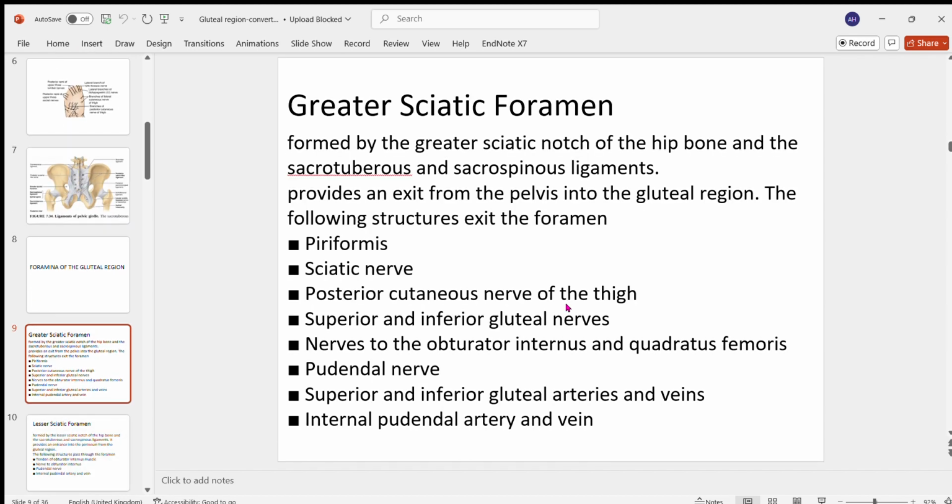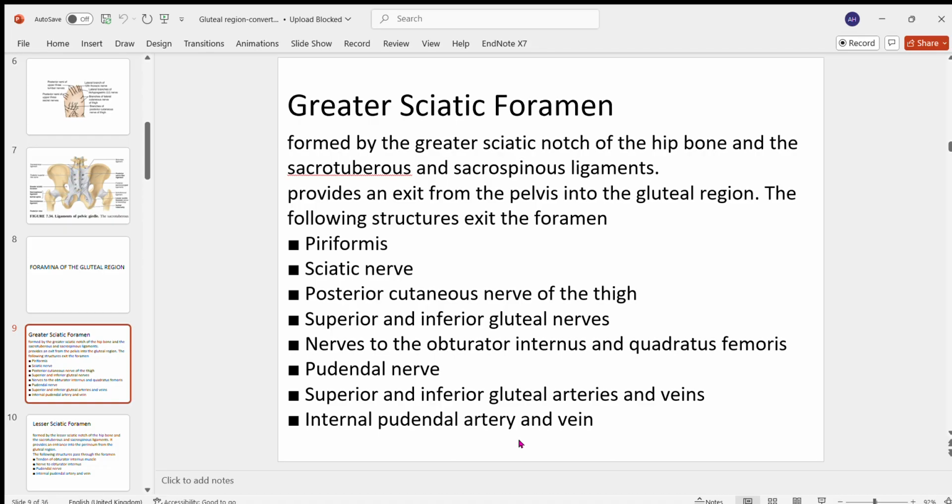The foramina of gluteal region are the greater and lesser sciatic foramina, and there are various structures that pass through these foramina. The greater sciatic foramina allows the passage of piriformis, a muscle, very important. Then the sciatic nerve, posterior cutaneous nerve of thigh, superior and inferior gluteal nerves, the nerves to obturator internus and quadratus femoris, pudendal nerve, superior and inferior gluteal arteries and veins, and the internal pudendal artery and vein.